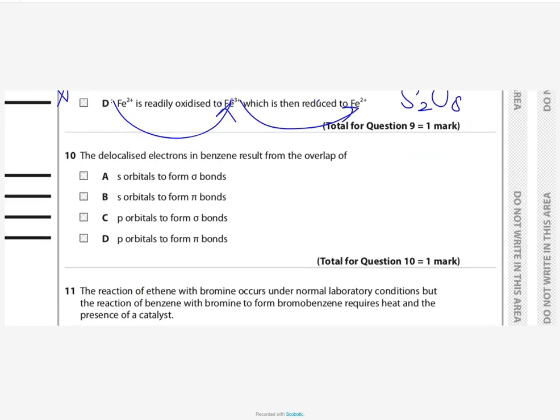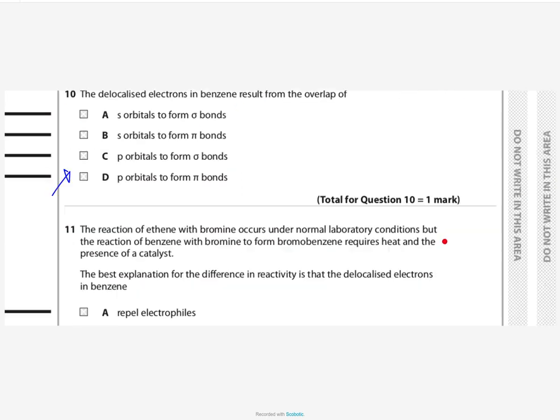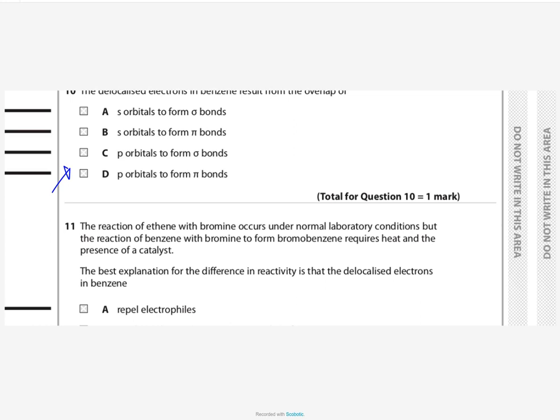Catalysts do take part in the reaction, and it is reproduced at the end. The delocalized electrons in benzene result from the overlap of p orbitals to form pi bonds. It's a straightforward question.